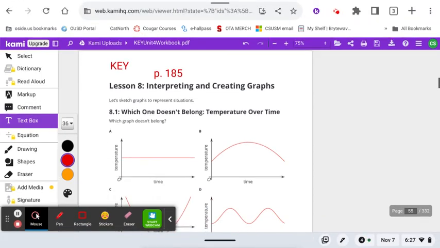Good morning, students. It looks like we're doing Lesson 8 in Unit 4 today. This is on page 185 in your student workbooks. We're going to be interpreting and creating graphs.